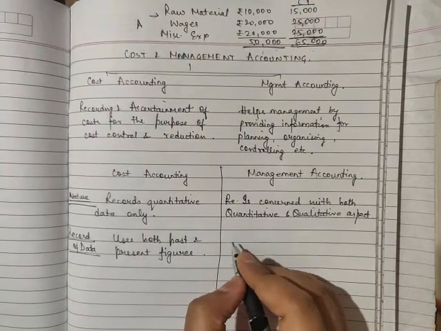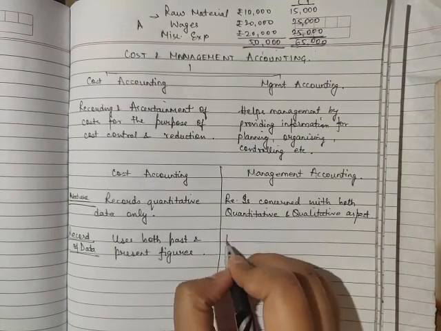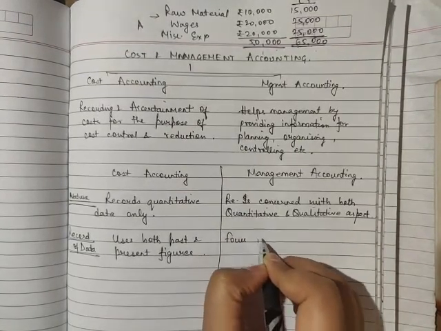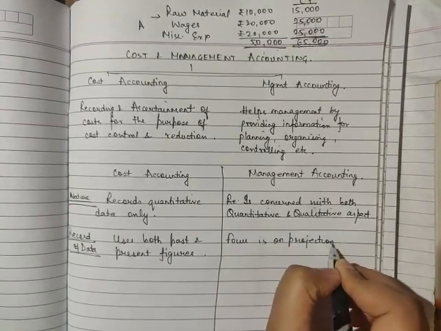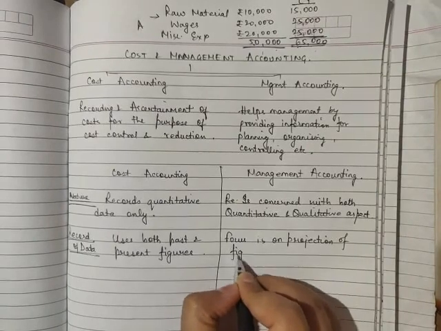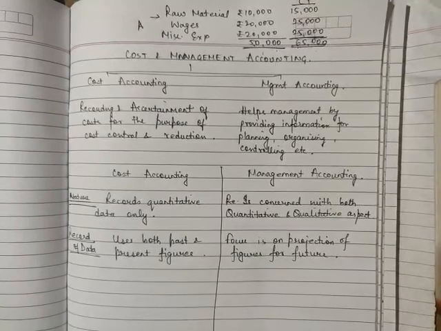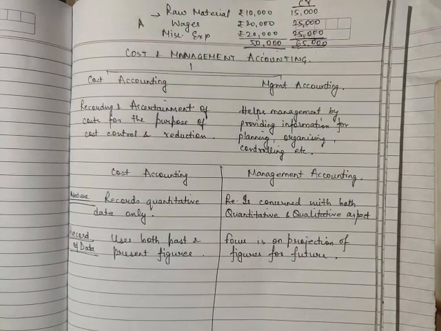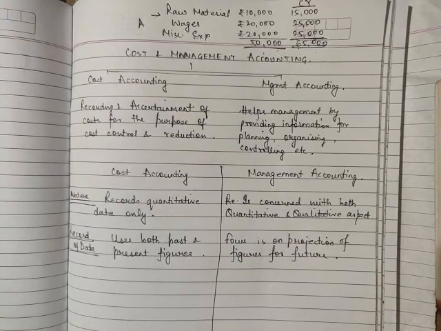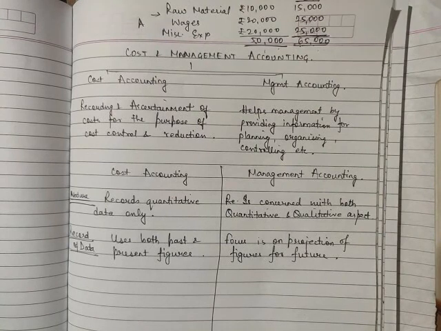Management accounting is associated more with future data. That is, the focus is on projection of figures for the future. Basis the past data, management accounting seeks to predict what will be the performance of the entity in the coming year or what performance the entity seeks to achieve in the coming future.